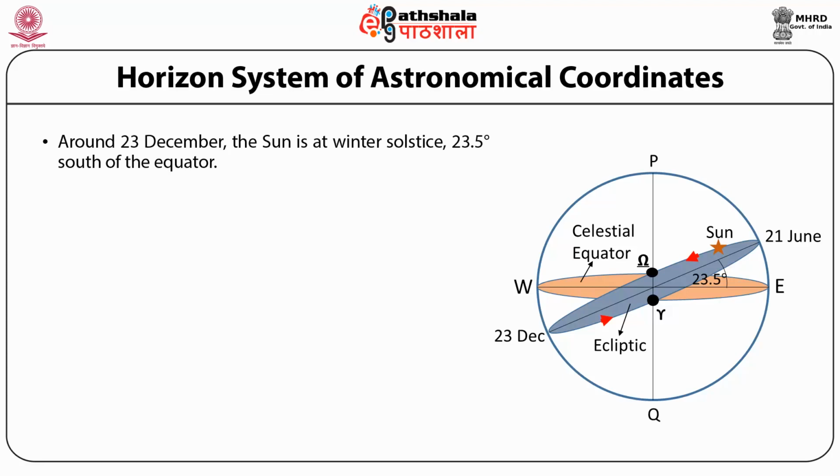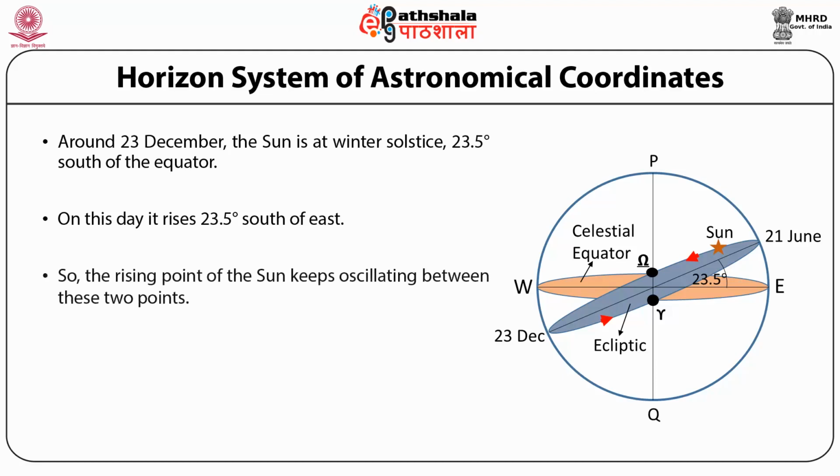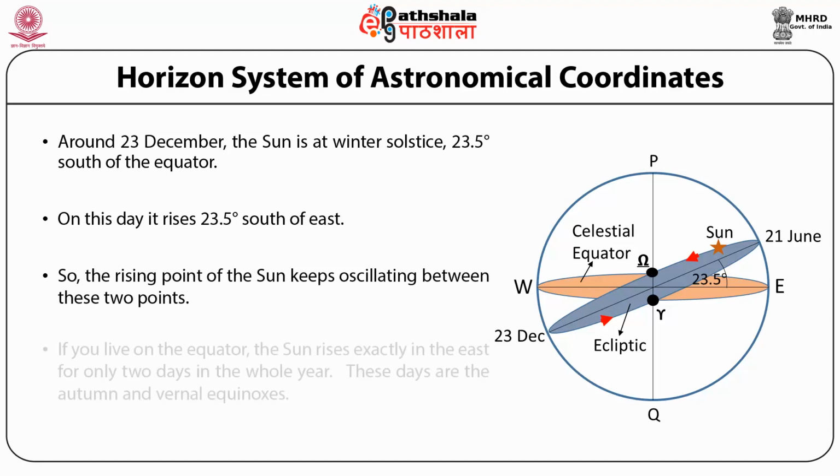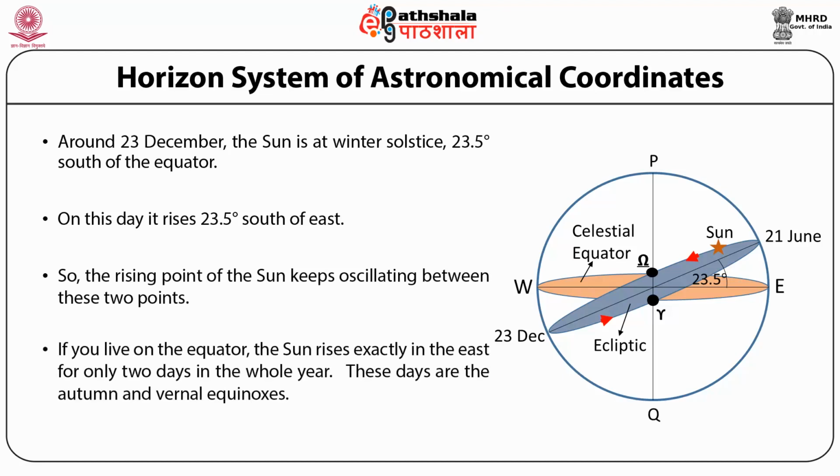This is 23.5 degrees south of equator. On this day, Sun rises 23.5 degrees south of east. So the rising point of the Sun keeps oscillating between these 2 points. So if you live on the equator, the Sun rises exactly in the east for only 2 days in the whole year. These 2 days are the autumn and the vernal equinoxes.